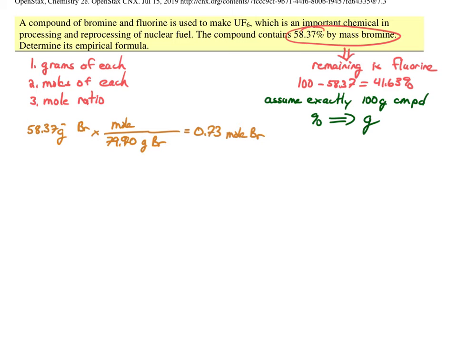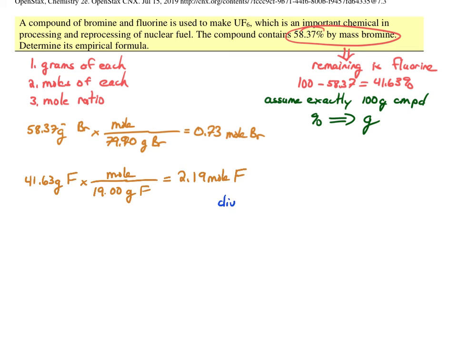Now we go to fluorine. We have 41.63 grams of fluorine. Divide by its atomic weight. And we have 2.19 moles of fluorine. Okay, looks like a 1-to-3 ratio, but let's say it's not obvious.